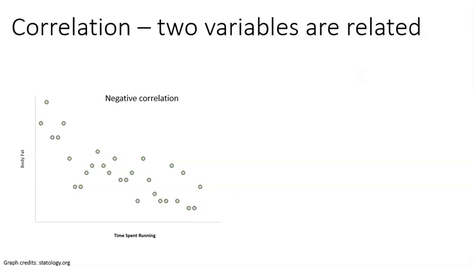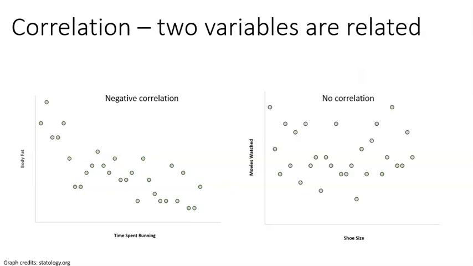Now let's take a look at an example where there's no correlation between two variables. So here we can see on the x-axis the shoe size that a person wears, and on the y-axis the number of movies that they've watched. Here you can see there's no correlation between these two variables. It sort of looks like somebody just threw some data points onto a scatter plot. The shoe size that a person wears does not correlate at all with the number of movies that they've watched. No correlation.